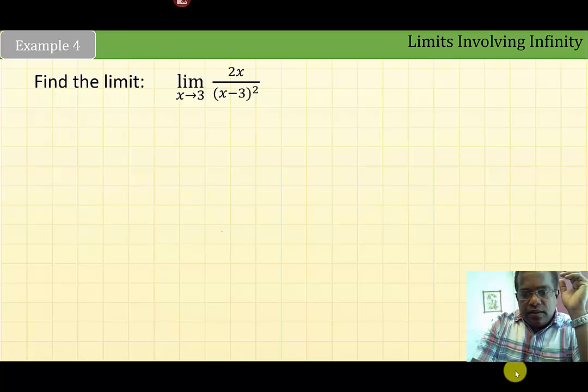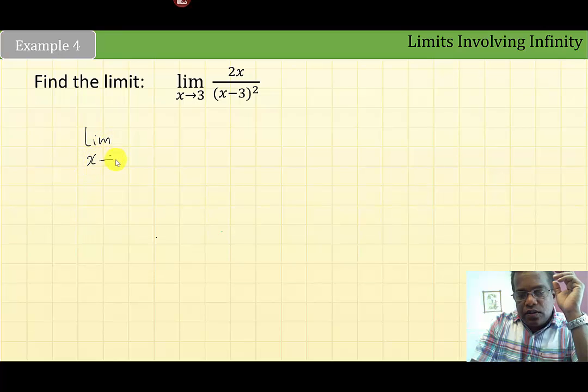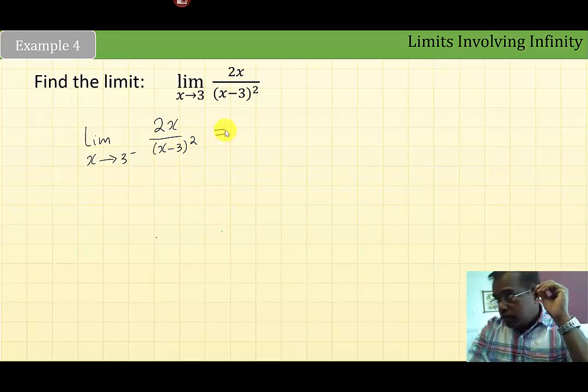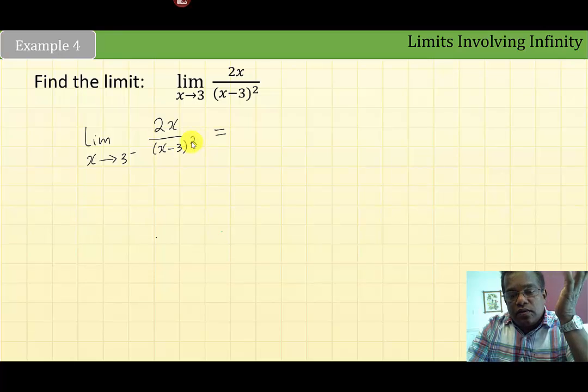Now the left limit: as x approaches 3 from the left, 2x over (x minus 3) squared. When x approaches 3 from the left, 2 times 3 is 6, so this is approaching 6 from the left, and the denominator is approaching 0 and, since it is squared, is always positive. 6 is positive. Therefore this approaches positive infinity.